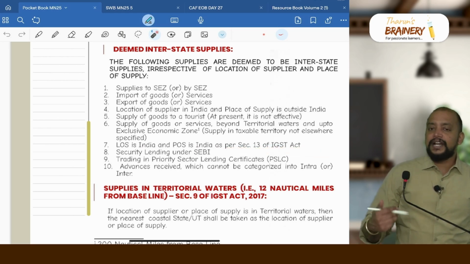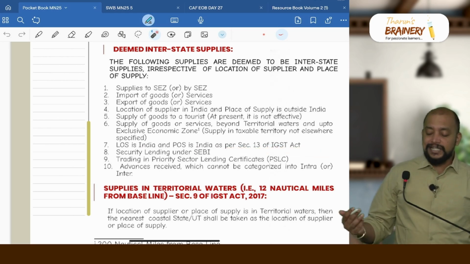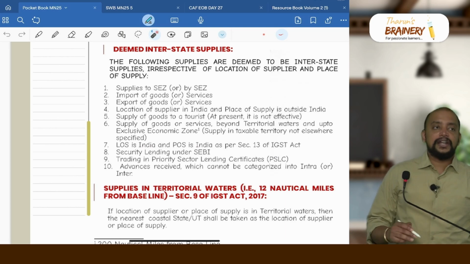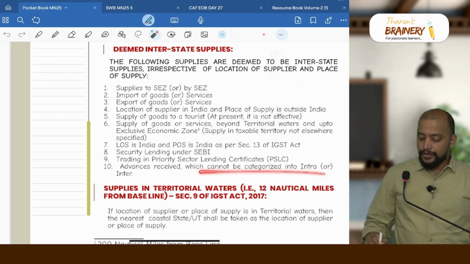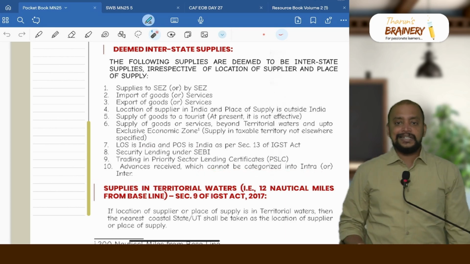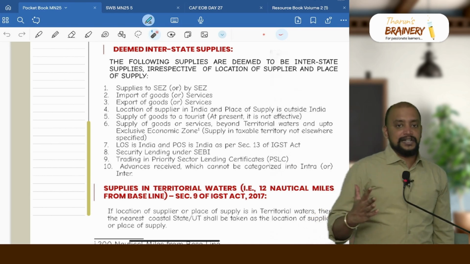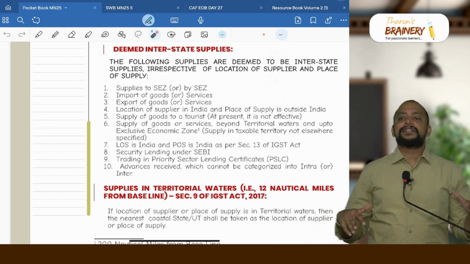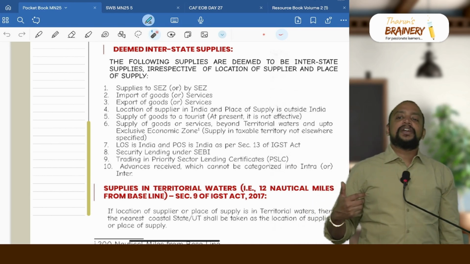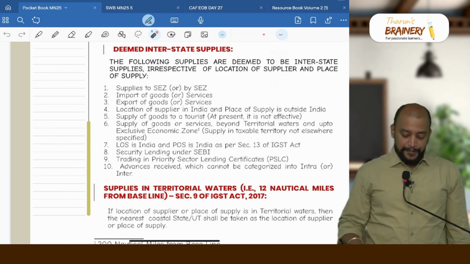Then next, security lending under SEBI and priority sector lending certificates. Thereafter, last point, advances received and you don't know whether it is intrastate or interstate, it will be treated as deemed interstate. These are the 10 transactions which are always treated as deemed interstate. Therefore, the applicable GST will be IGST.